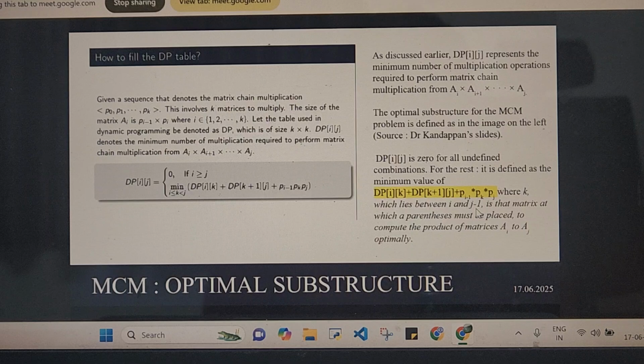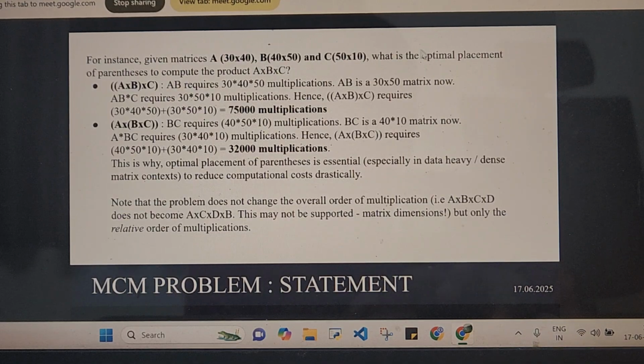So what this k physically represents is, and I will request everyone to pay close attention here, one of the intermediate matrices from your Ai plus 1 up to Aj, one of those intermediate points where you are going to break and put the parenthesis and regroup. So for instance, going back to this A, B, C, you have 3 matrices.